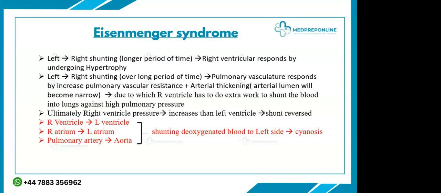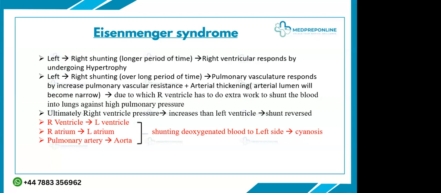Eisenmenger syndrome. When a left to right shunt, with the passing of time, reverses to right to left, it is called Eisenmenger syndrome. In acyanotic congenital heart disease, which are initially left to right shunts, with the passage of time the shunt becomes right to left, and it causes cyanosis. That is called Eisenmenger syndrome.